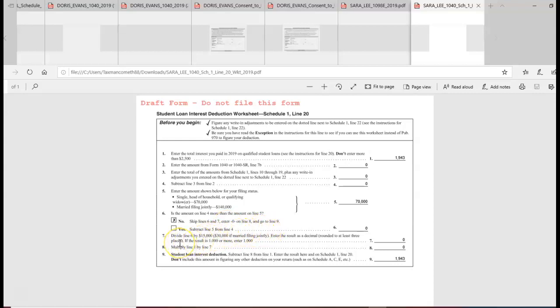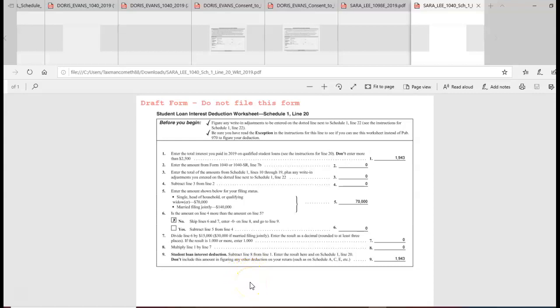Based on those instructions, we go to line 9, and it says subtract line 8 from 1 and enter the result here and on Schedule 1, line 20. So we brought down the $1,943, put it on line 9, and carried it over to Schedule 1, line 20, like it instructs us to do. And that's how we do it when we're doing it by hand.